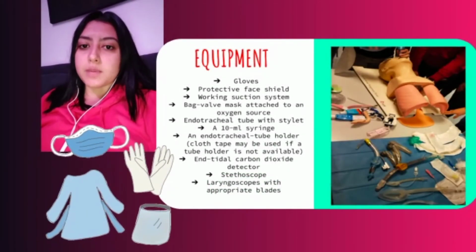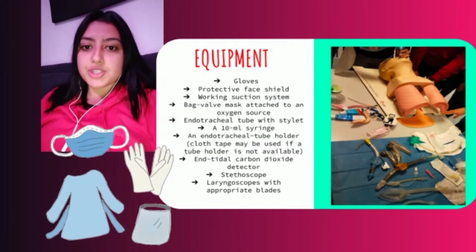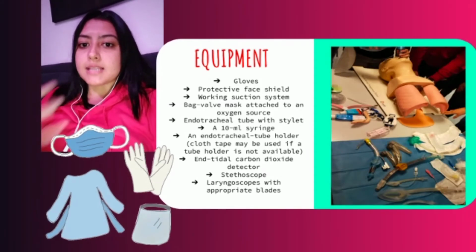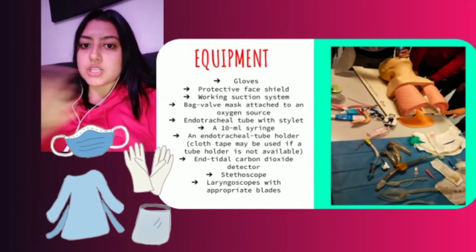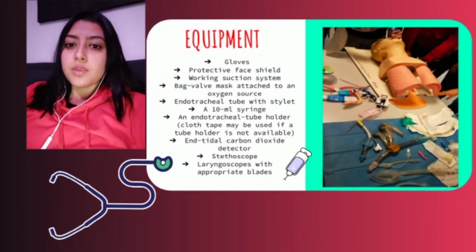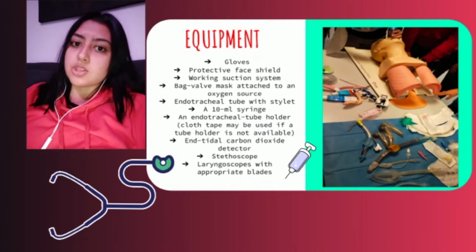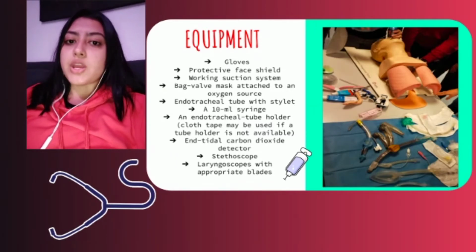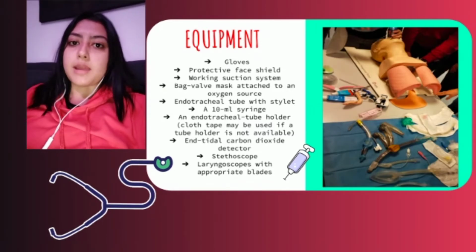Continue with equipment. First, gloves. Second, protective face shield, working suction system, bag valve mask attached to our oxygen source, endotracheal tube, internal carbon dioxide detector, stethoscope, and laryngoscope with appropriate blades.